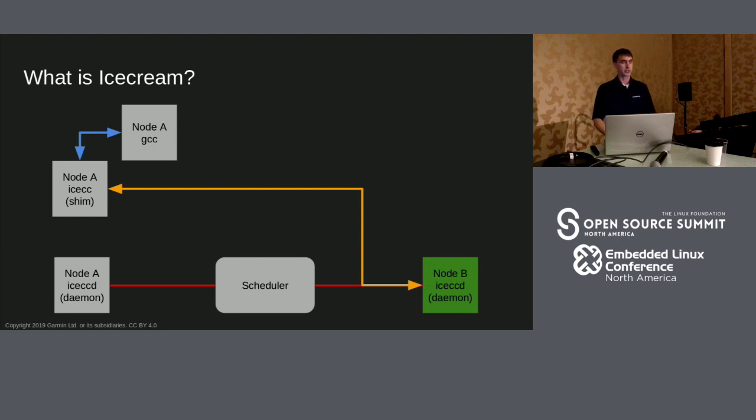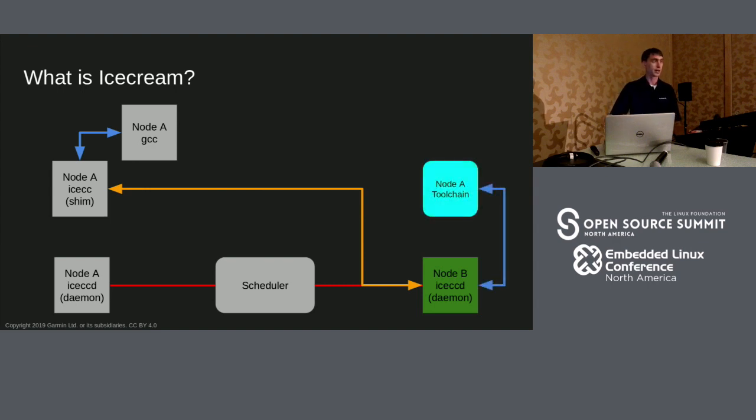If the node B daemon does not already have one, the client will send over a toolchain to be used when compiling source code on behalf of node A. Finally, it will send over the source code to be compiled using that toolchain and wait for the result to come back.